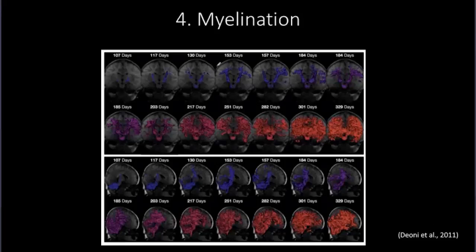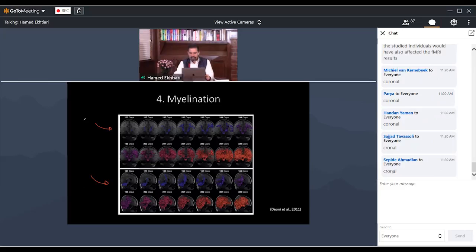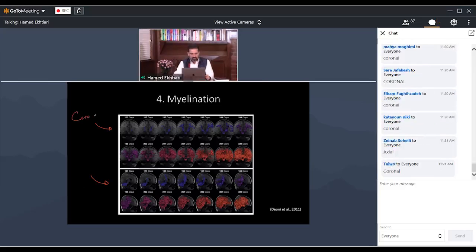The fourth process that contributes to brain development is what we call myelination. As you can see here, these are the same results in two different sections. Could you tell me about the cuts that we have here? What type of cut is this one, the first one? Is it horizontal, coronal, or sagittal? Just write it in the chat. Yeah, this is coronal. And what about the second one?